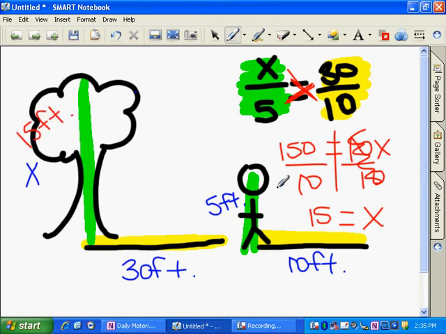And you can think about it proportionally. This person is 5 feet, their shadow is 10 feet, so their shadow is twice as long as their height. Same thing here. This tree's shadow is twice as long as the tree's height. Or you can even think about it a different way. This tree's shadow is 3 times larger than the person's shadow, so the tree's height should be 3 times larger than the person's height, which it is. Okay?